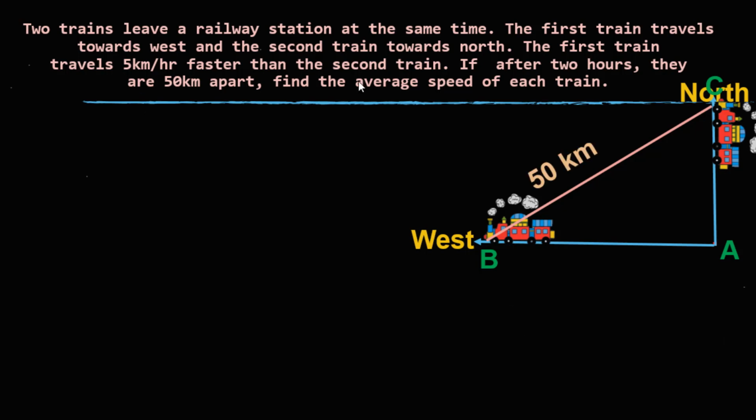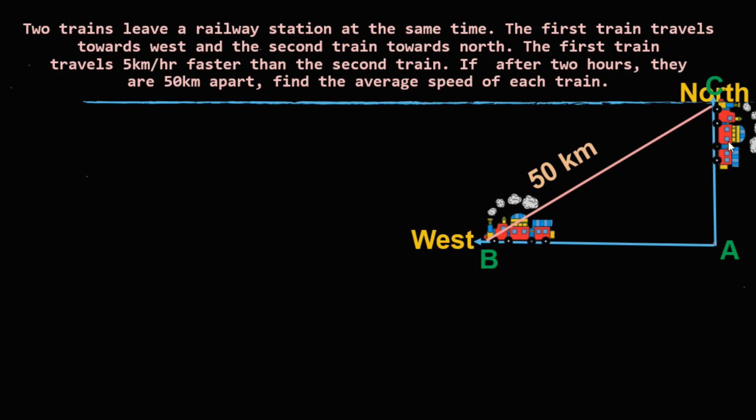Now we have one more piece of information, that is the relation between the speeds of these two trains. The speed of the first train is 5 km/h faster than the speed of the second train. So if we know the speed of the second train, then if we add 5 km/h to it, we get the speed of the first train. If we assume the speed of any one of these trains, using that we can find the speed of the other train.